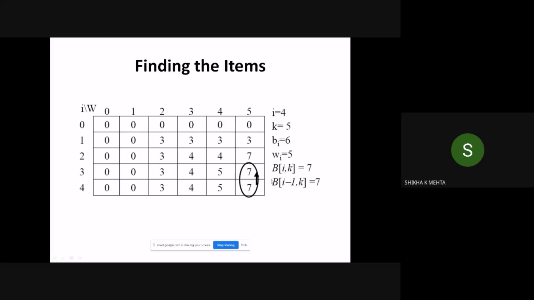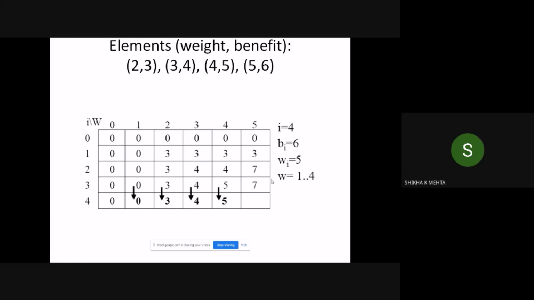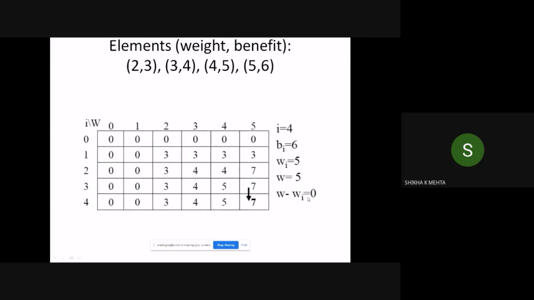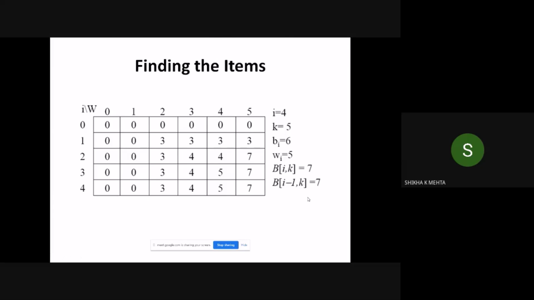So I'll just trace and see here. You can see the last item. We have 4 items, out of these 4 items we have to choose. The last item has a weight of 5, then 4, then 3, then 2. Then you have to just remember this when we are going through this example.